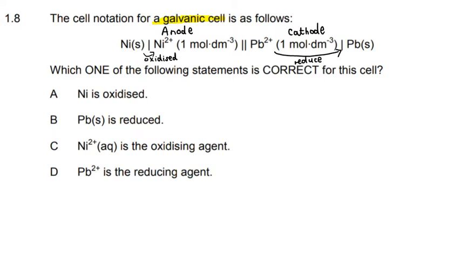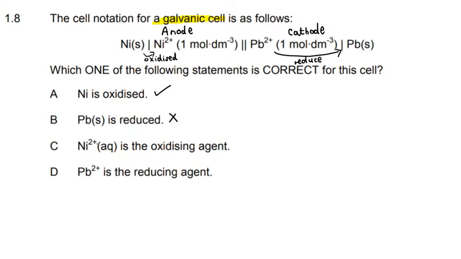All right, so let's see. They say which one of the following statements is correct. Nickel is oxidized. Yes, it is. You can see there nickel is oxidized. That is correct. Lead solid is reduced. No, lead solid is not reduced. It is the lead ions which are reduced. So this part is what makes it wrong.